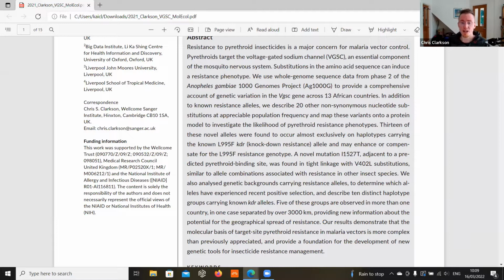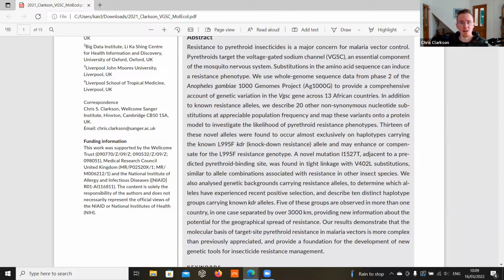And in fact, the WHO stated that we need to improve both our knowledge of the molecular mechanisms of resistance and our ability to monitor those in natural populations. And that's really the motivation behind this piece of research. We learned a bit about pyrethroid resistance in the last month's workshop. So we're looking at the voltage-gated sodium channel, which is the physiological target of pyrethroid insecticides.